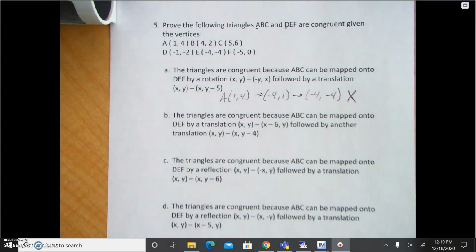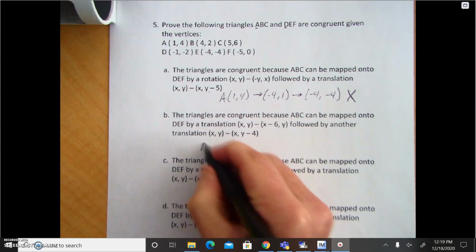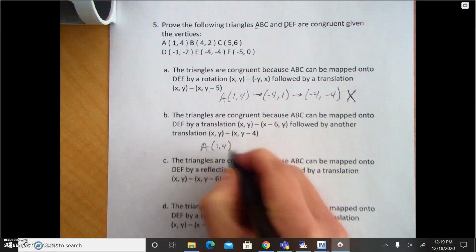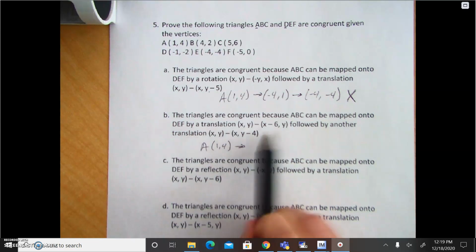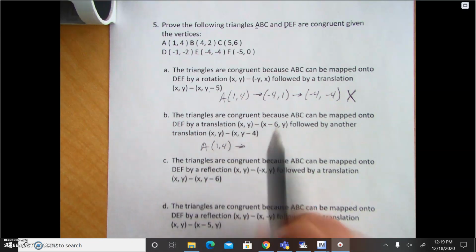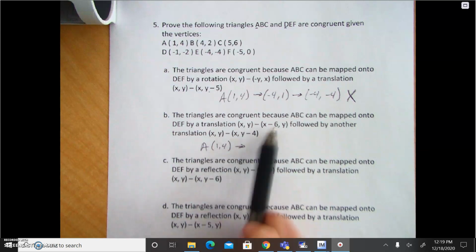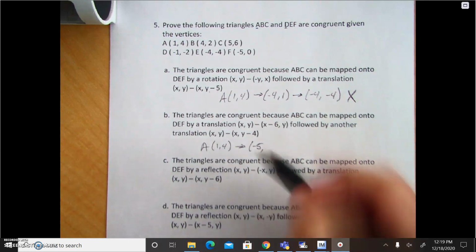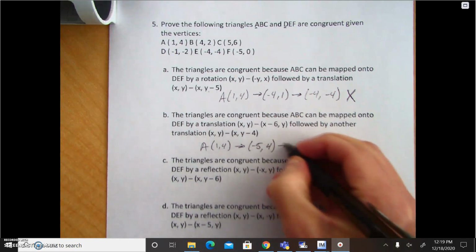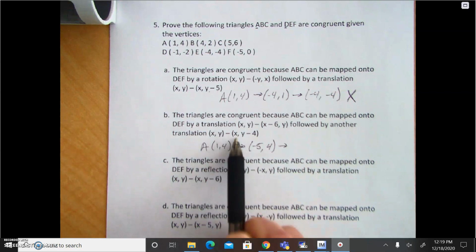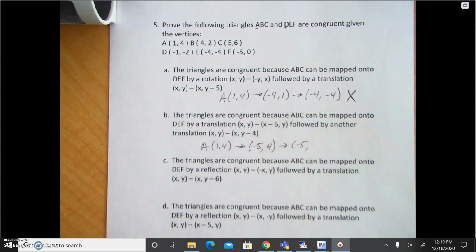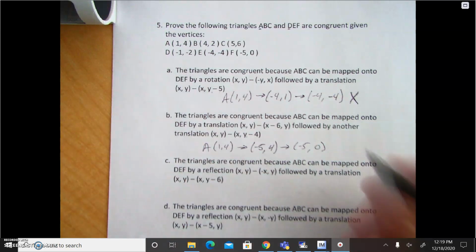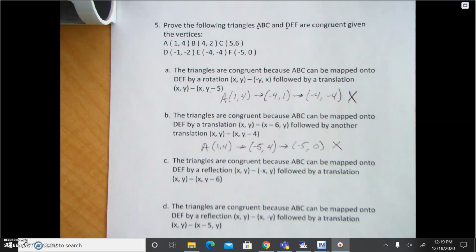Okay? Now, let's look at B. So I'm going to start my point again. At point A, it says 1, 4. Then I need to do the translation of x minus 6. So I'm going to look at 1. I'm going to take away 6. That's going to be -5. Then it says y, so my y stays the same. Then we have another translation where x stays the same. Then it says y minus 4. So 4 minus 4 is 0, which is not -1, -2. So nope.